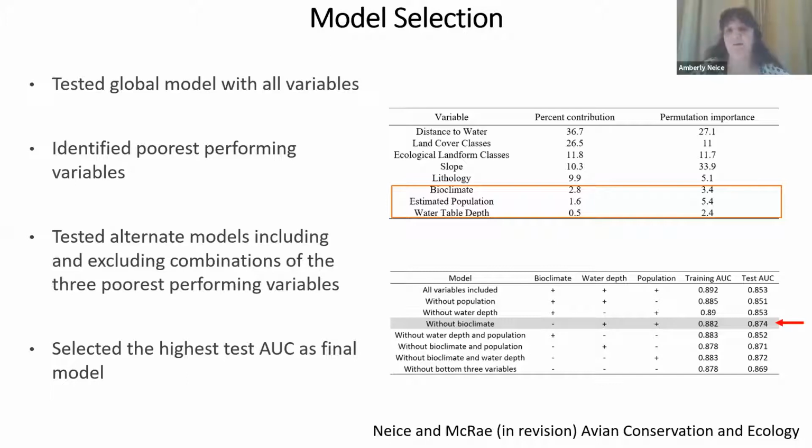An AUC value of 0.5 indicates a model that is no better than if the data inputted was random, indicating poor predictability. An AUC value of 0.7 is considered to be a model with good predictability. We selected the model with the highest AUC value for further analysis. And in this case, it was a model that was created without the bioclimate data set.